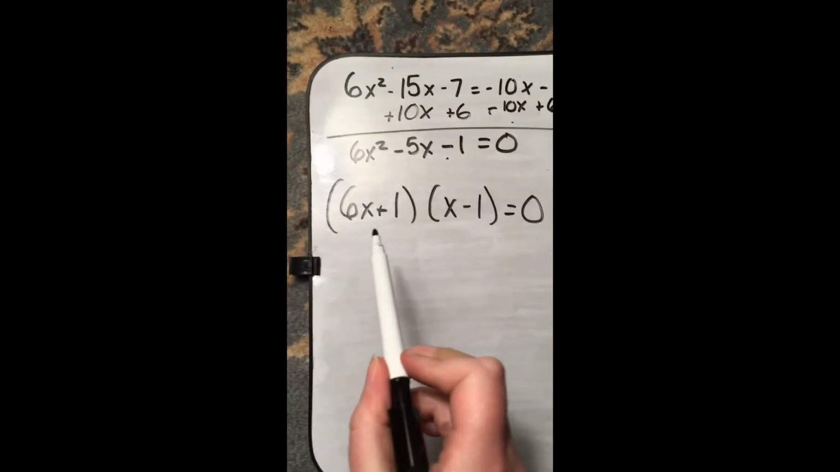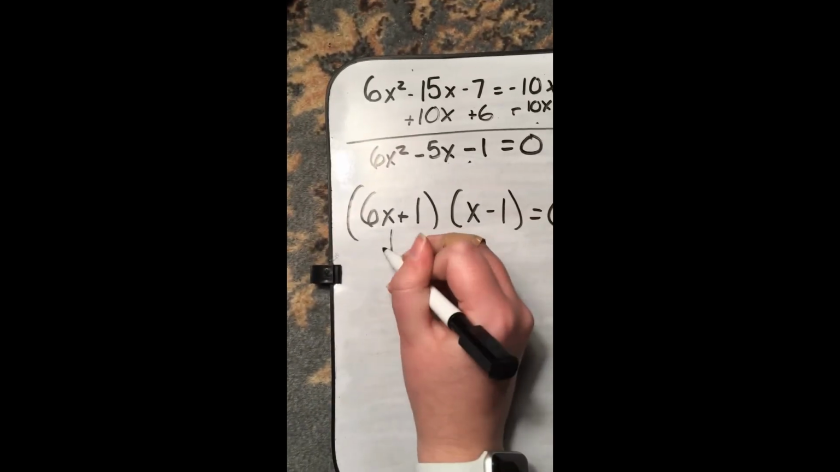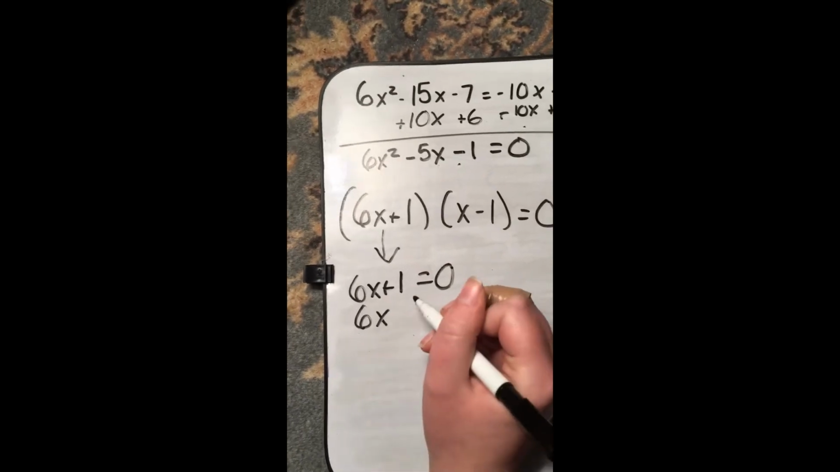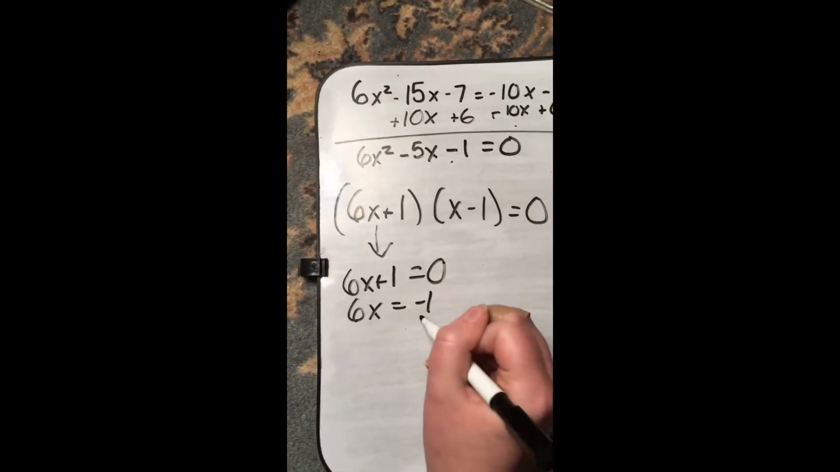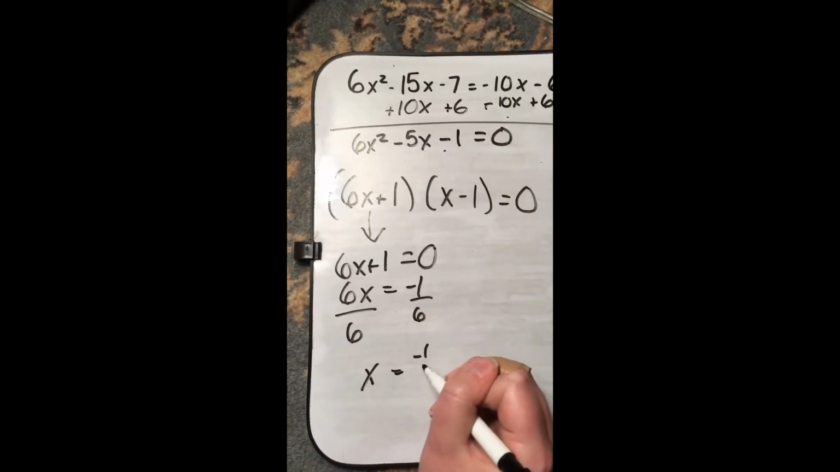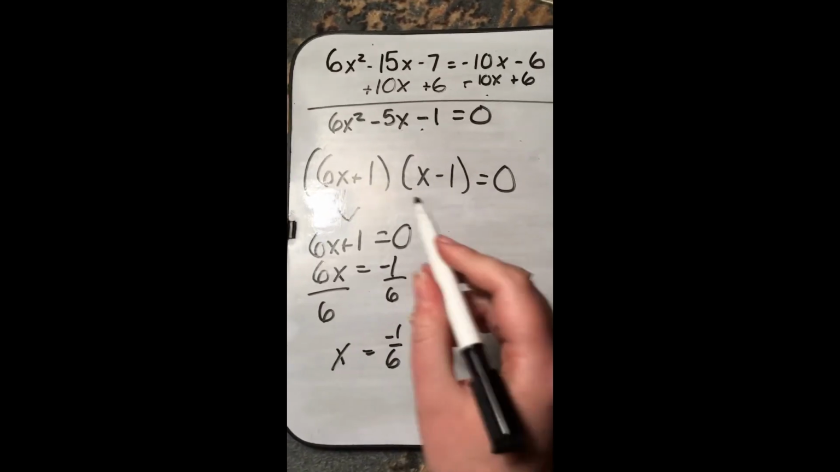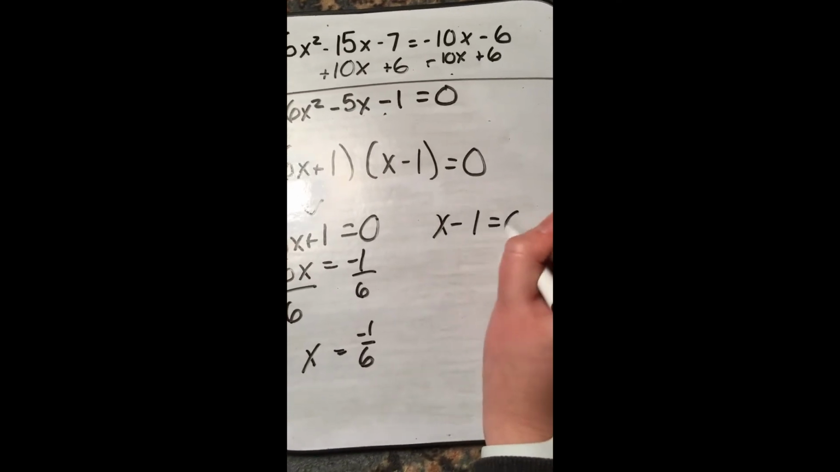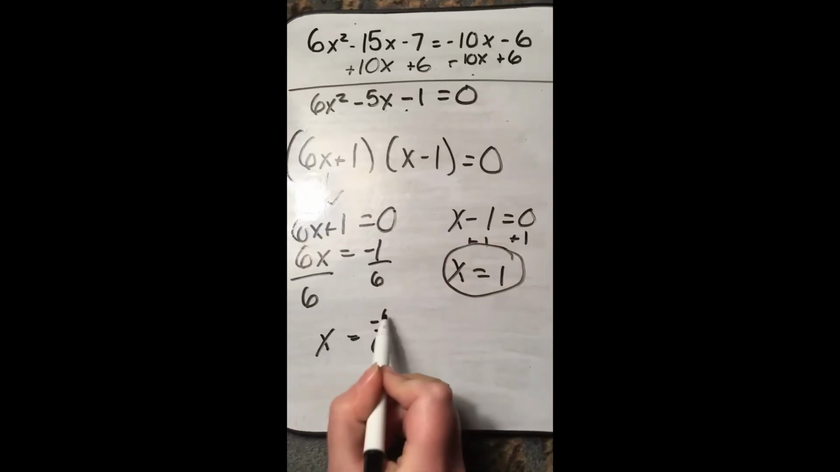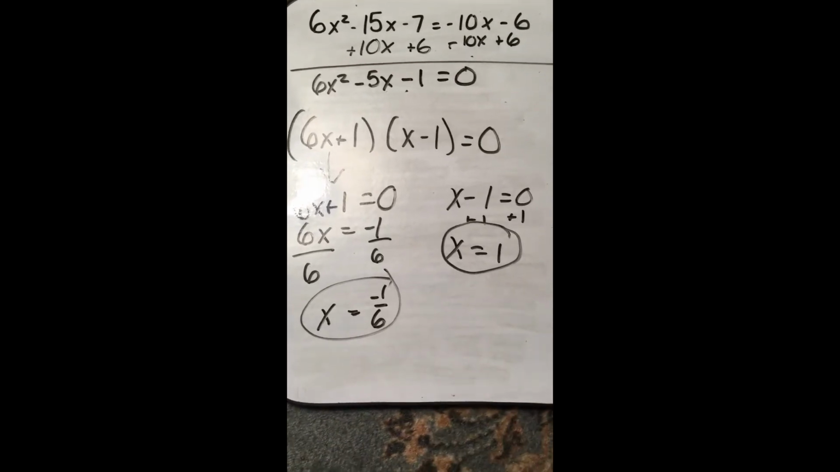Alright, so if we look at it, 6x plus 1 times x minus 1 equals 0. So let's solve for this one first. 6x plus 1 equals 0. 6x equals negative 1. Divide each side by 6. We're left with x equals negative 1/6. Okay. And on this side, x minus 1 equals 0. We're going to add 1 to each side. X equals 1. So x equals negative 1/6 and x equals 1.